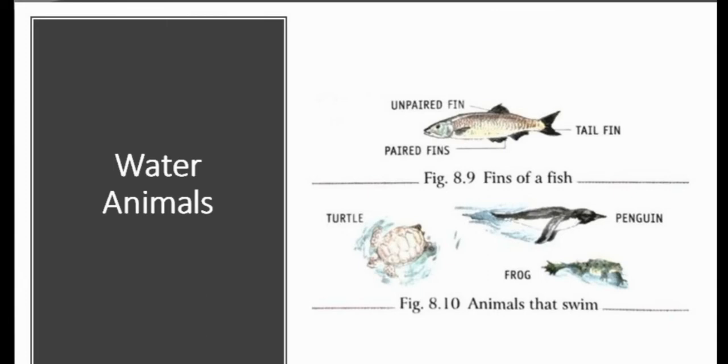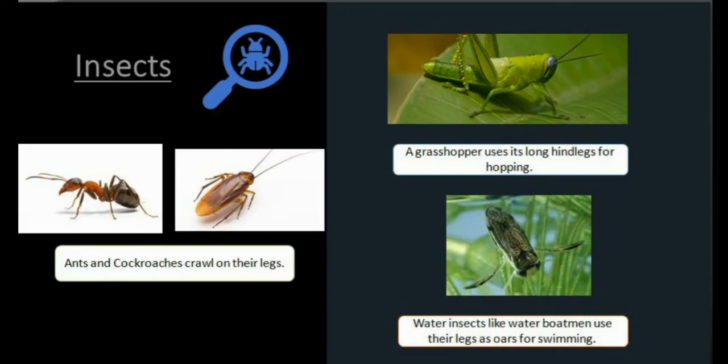Penguins use their two forelimbs as flippers to push water and to swim, and frogs have webbed feet to swim. But when it is on land, they jump with the help of their long hind legs.